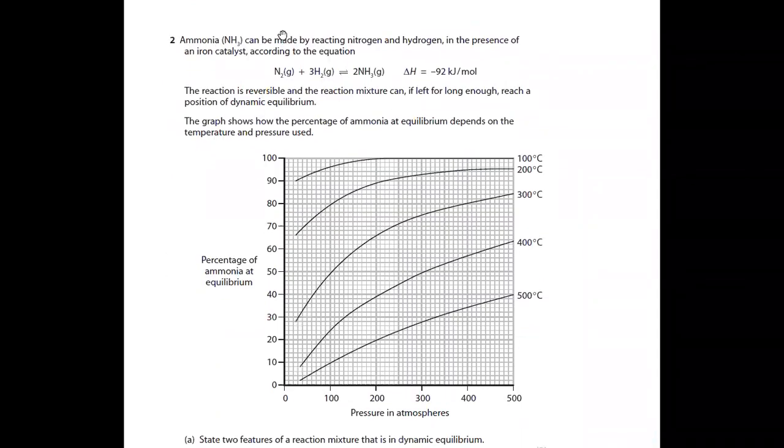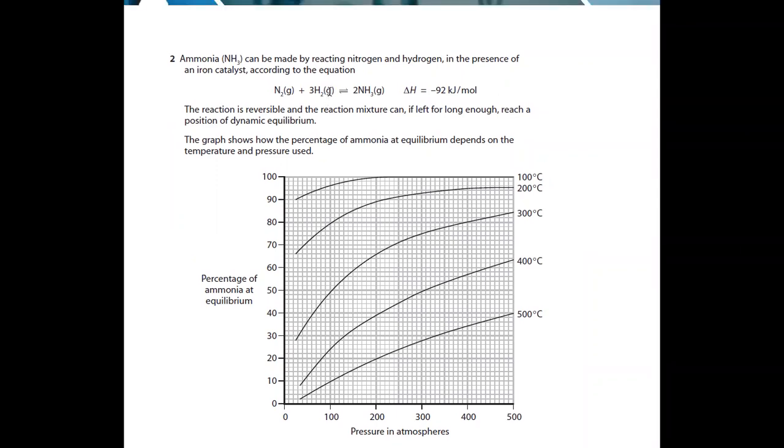Okay, now see, this is what I meant, that they often mix it with ammonia. Ammonia can be made by reacting nitrogen and hydrogen in the presence of an iron catalyst according to the equation. The reaction is reversible and the mixture can, if left for long enough, reach a position of dynamic equilibrium. The graph shows how the percentage of ammonia at equilibrium depends upon the temperature and pressure used.